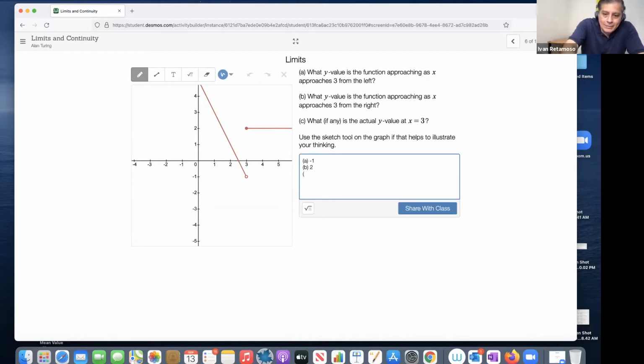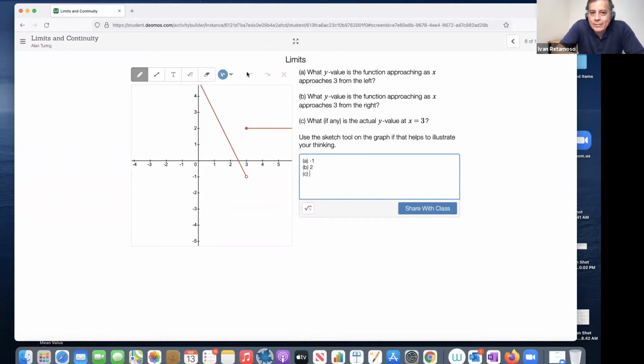Because sometimes, when you try to evaluate a function at a given input value, the result is not there. What, if any, is the actual y value at x equal 3? Can you figure this out? What is the actual value? And the hint is always look at the solid circle.